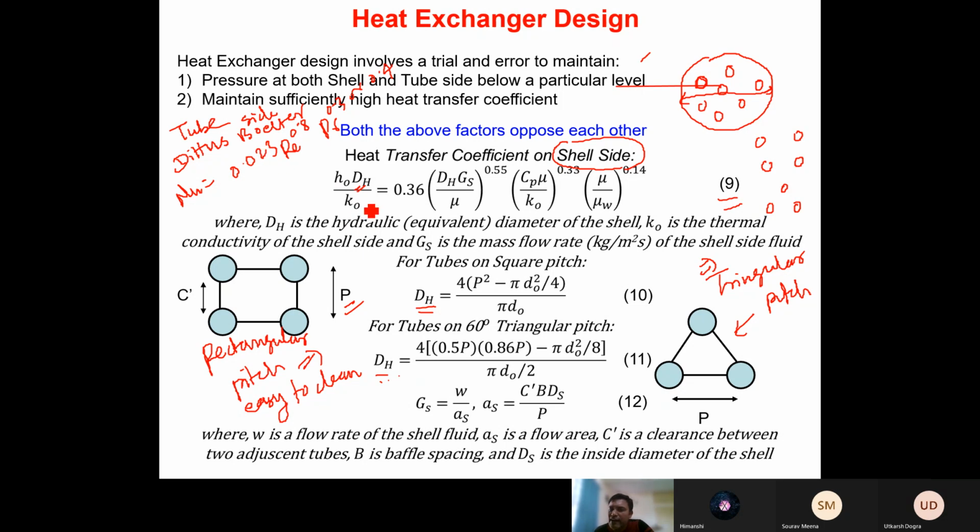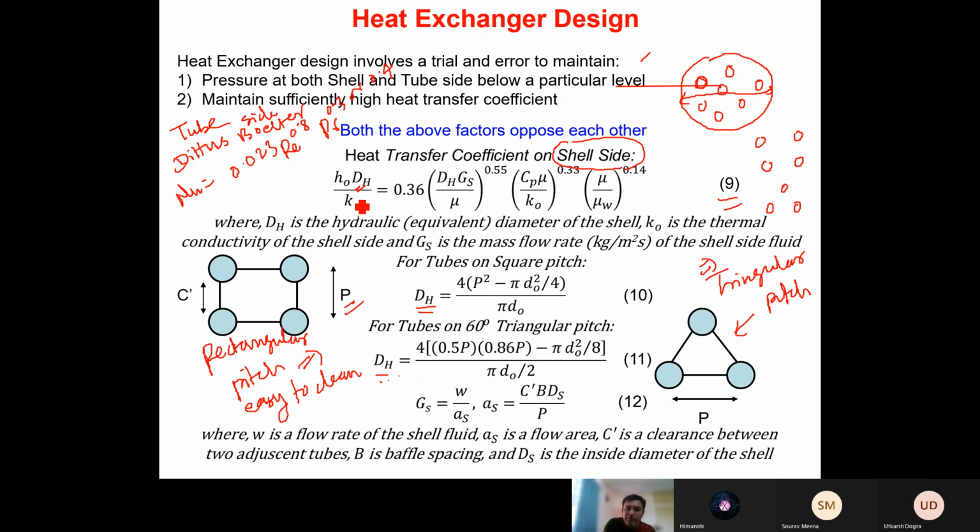Once you get the shell side and tube side heat transfer coefficient, you can use this in an equation to calculate the overall heat transfer coefficient, and that overall heat transfer coefficient will be multiplied by an LMTD correction factor, LMTD, and area of the heat exchanger, and you will calculate the rate of heat transfer, Q.